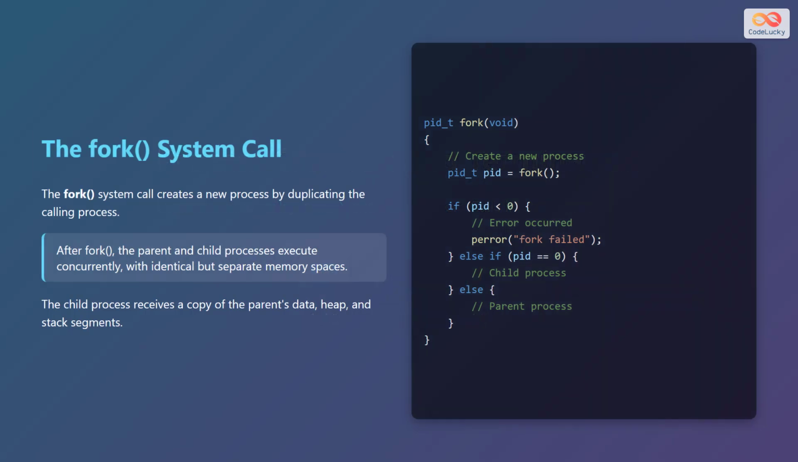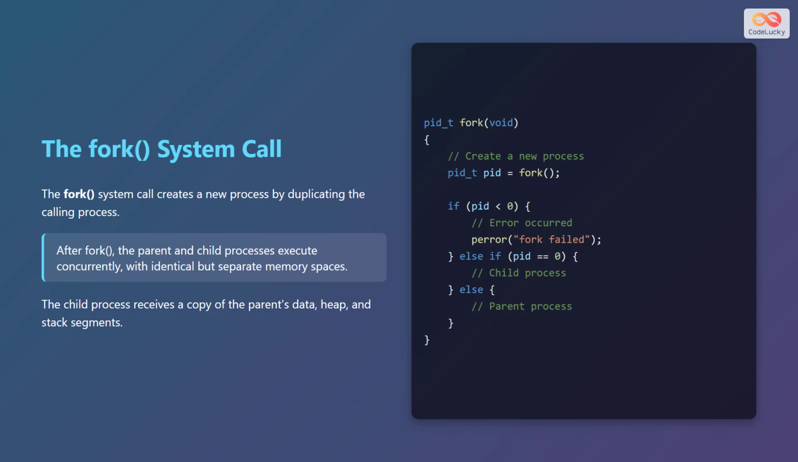Here we are going to discuss the fork system call. The fork system call is the primary way to create a new process in UNIX-like systems. When a process calls fork, the operating system creates a nearly identical copy of that process. This new process is referred to as the child process, and the original process is known as the parent process.